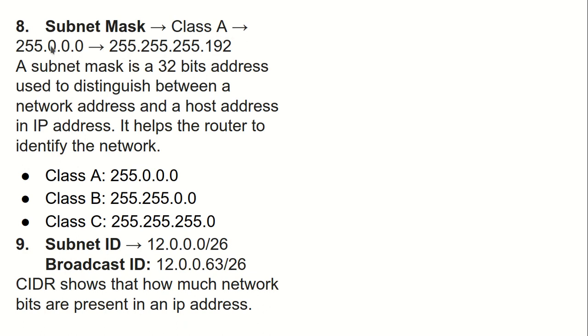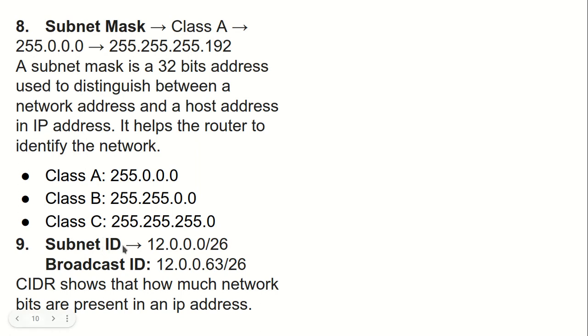Alright, so now the subnet mask of the class A would be this. A subnet mask is a 32-bit address used to distinguish between the network address and the host address in an IP address. It helps the router to identify the network. Here is the subnet ID.